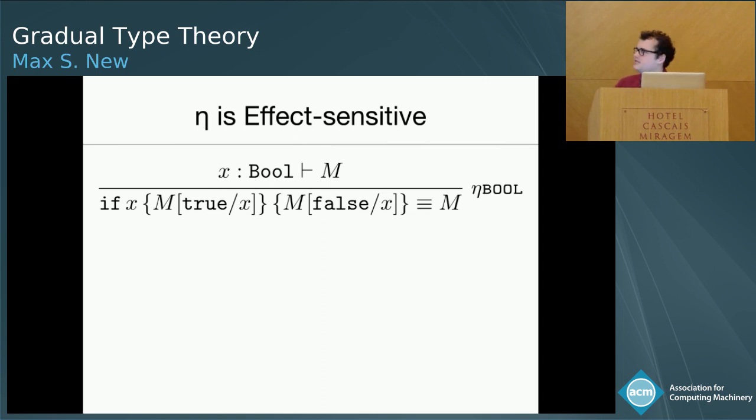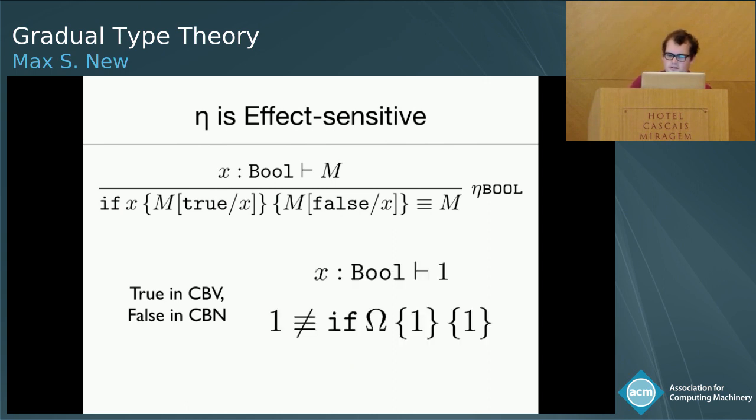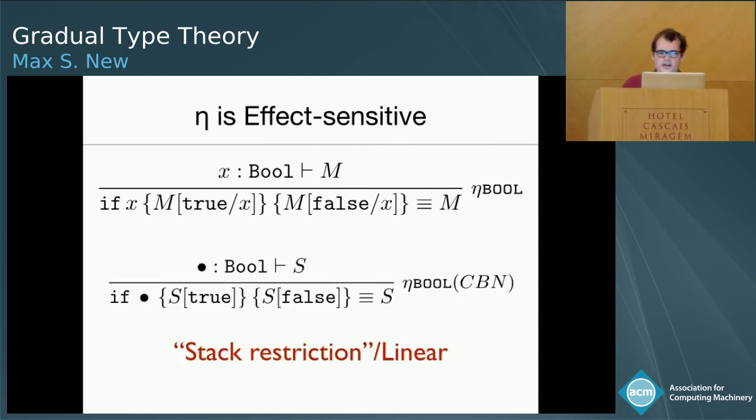And there's actually the exact dual problem for the Boolean case. This one's true in call by value, but false in call by name. And so with a similar problem, if you give it a diverging input, we can apply a dual restriction, which says that the eta law for Booleans is only true if the program using it is actually strict in the input, or more specifically, linear.